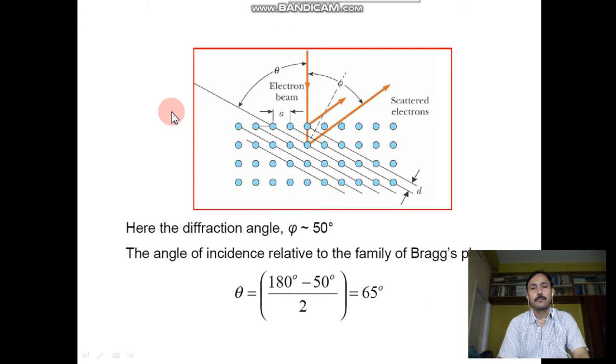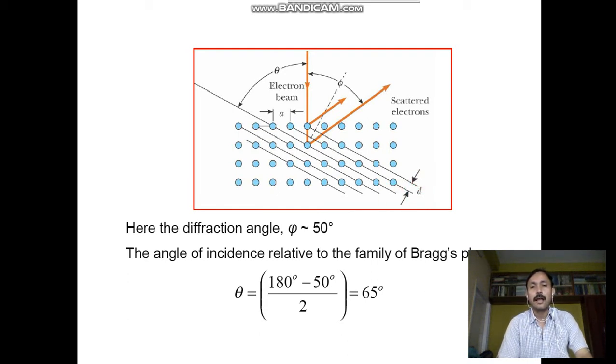Now this is the crystal lattice. The electron beam is coming from this direction. The electron is scattered along this direction. With this plane, it is making an angle of theta, and the electron beam is diffracted. This is a scattered electron. This is phi. This phi is equal to 50 degree, where the maximum hump is produced, and the interplanar spacing d for nickel crystal is 0.91 angstrom.